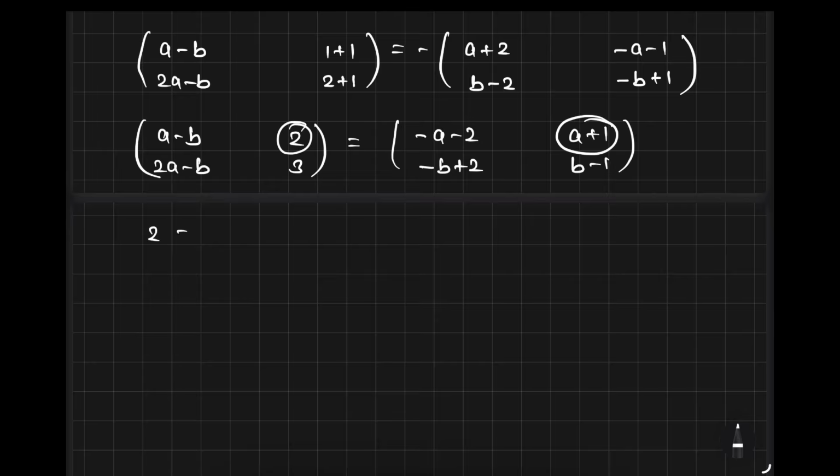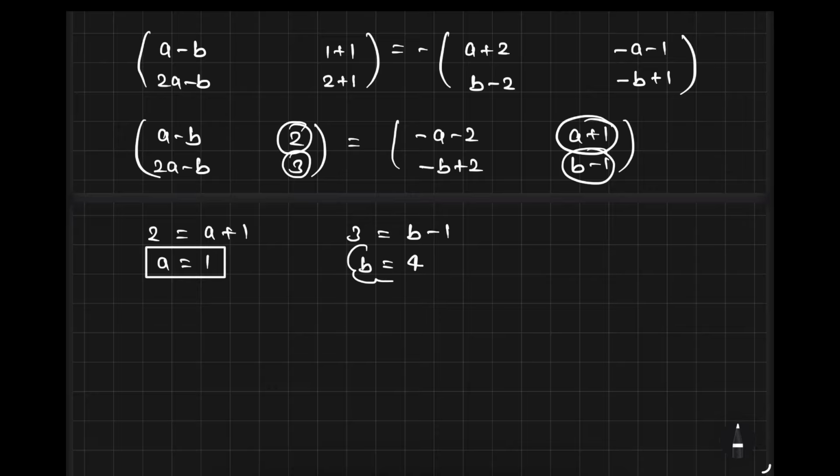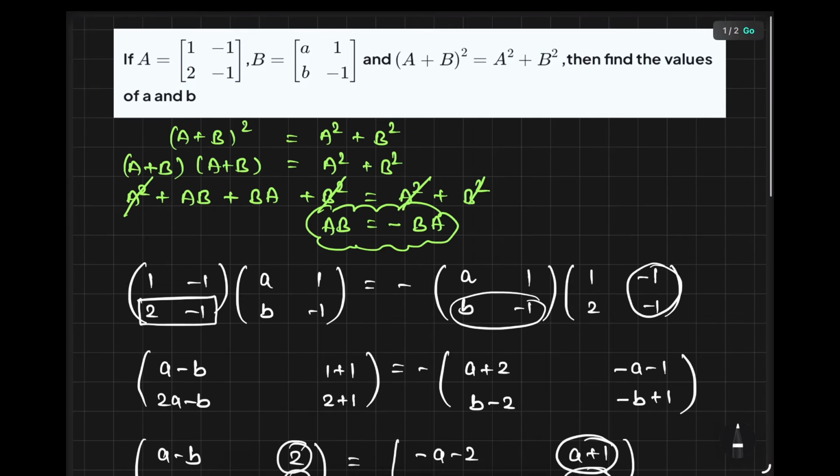So can I write 2 equals a plus 1? So a will become 1. So we got the value of a as 1, and also you can compare these two things. So 3 equals b minus 1, so the value of b becomes 4. So the value of a is 1, b is 4.